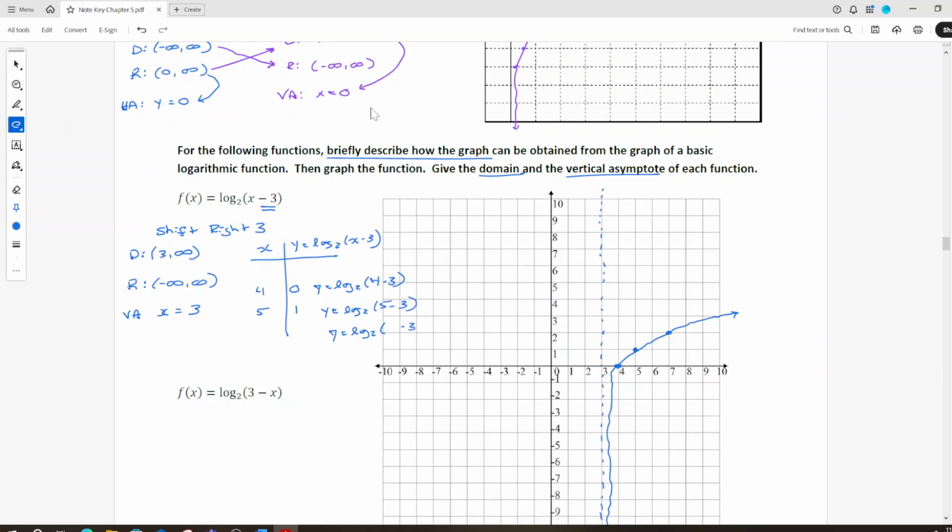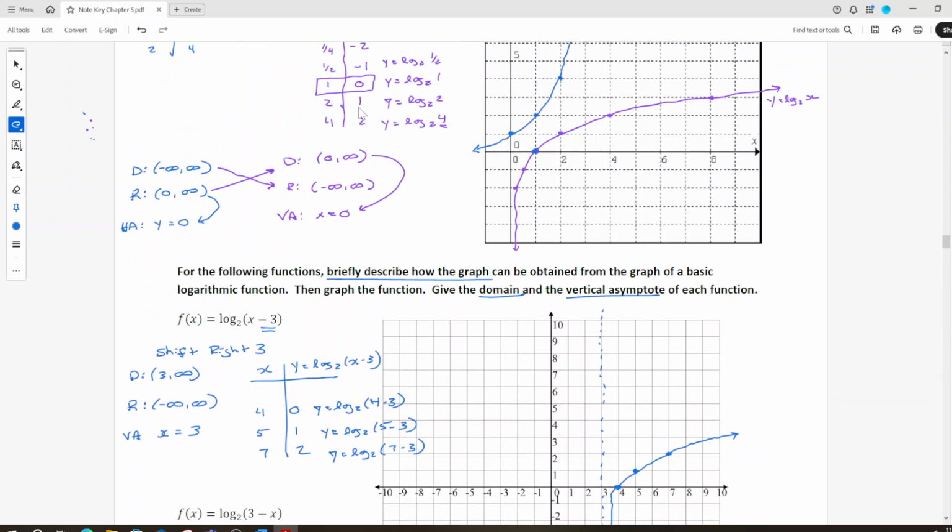So what minus 3 would give me 4? Oh, it's 7. So then when x is 7, y is 2, right? But really what I'm doing is taking all of these y values and shifting them right 3. So the next one would be at 3.5, and then this one would be at 3.25, right? And that would give me -1 and -2.